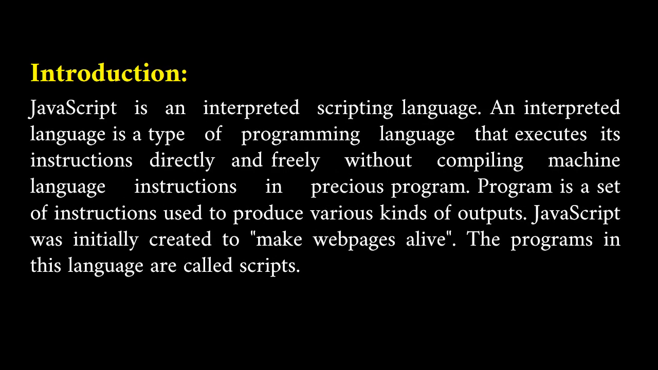So let's start with the introductions. What is JavaScript? JavaScript is an interpreted scripting language. An interpreted language is a type of programming language that executes its instructions directly and freely without compiling machine language instructions in a previous program. It is not like other programming languages, for example Visual Basic, C++, because in this type of programming language we have to write the code and compile it first.